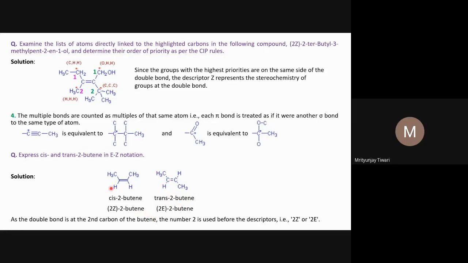So these are two different compounds. One can also represent them with the name. So this is cis 2-butene. Either you can write cis 2-butene or trans 2-butene, or 2Z-2-butene or 2E-2-butene. And as you can see, 2Z and 2E are written in parentheses, and after that we have written a hyphen to connect with the rest of the name of this compound. And a similar thing we have done for this compound as well. As the double bond is at the second carbon of the butene, the number 2 is used before the descriptor Z or E, and so this is what we write, 2Z and 2E.